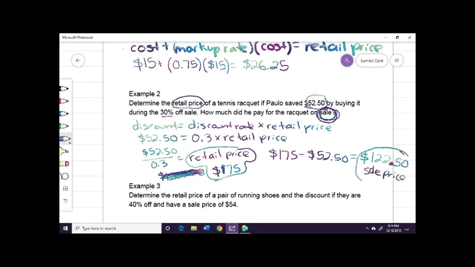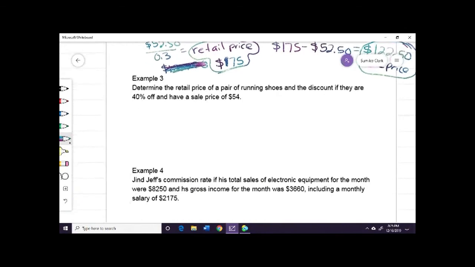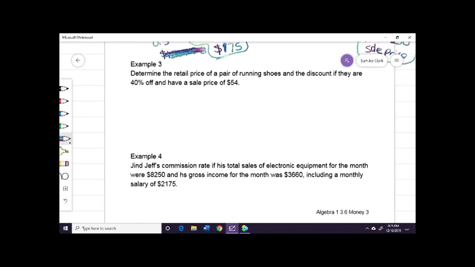Okay, so from just knowing how much he saved and what the discount rate was, we were able to find out the retail price and the sale price. So let's go ahead and look at example number 3. It says determine the retail price of a pair of running shoes and the discount if they are 40% off and have a sale price, excuse me, of $54.